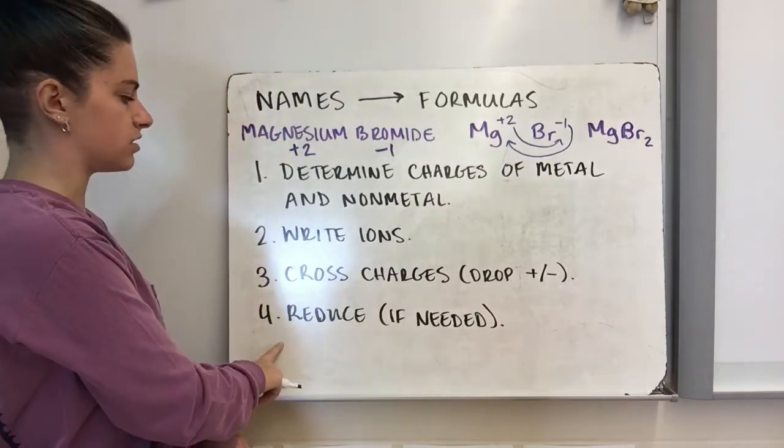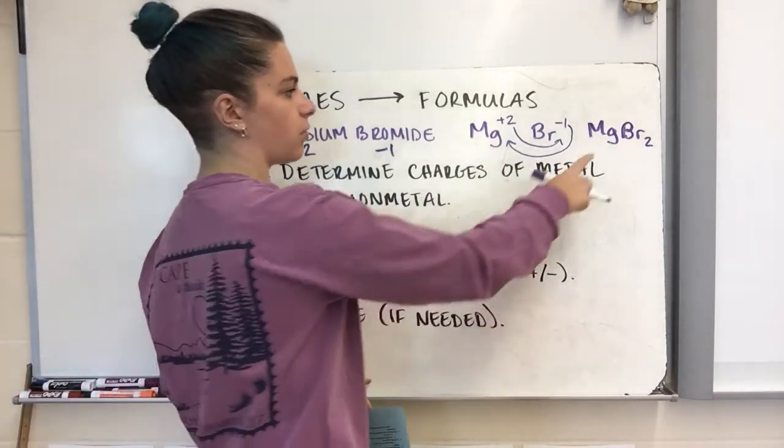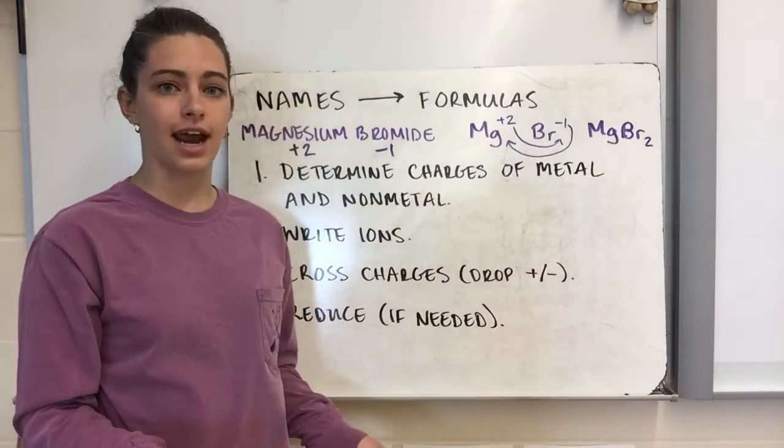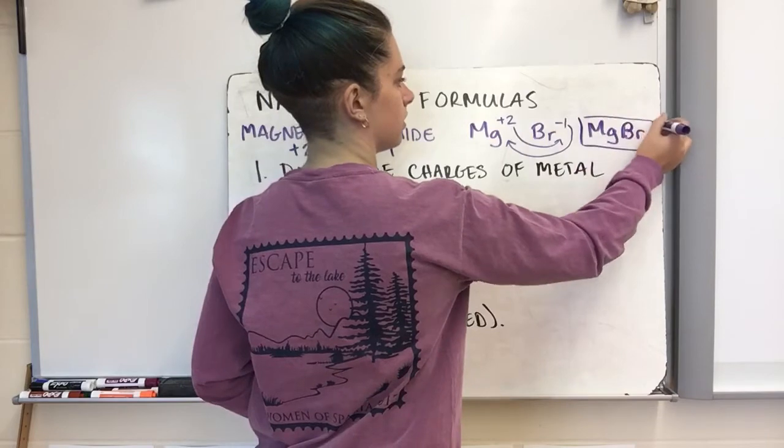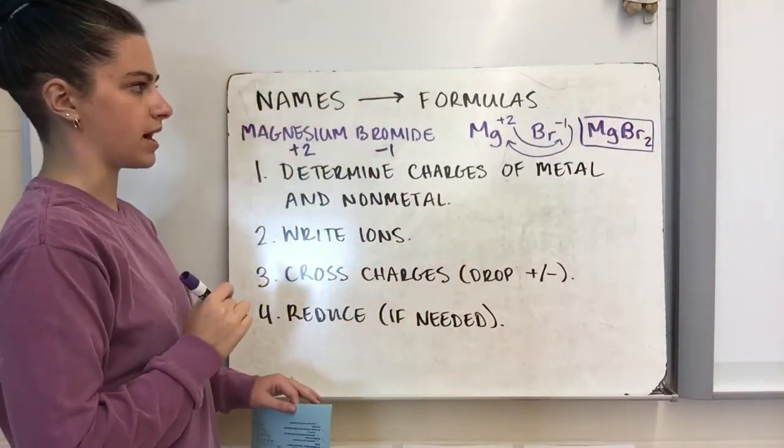And then the last step is to reduce if needed. So this is a 1:2 ratio. I can't reduce that any farther, so I don't need to do the last step. So this is my formula for magnesium bromide.